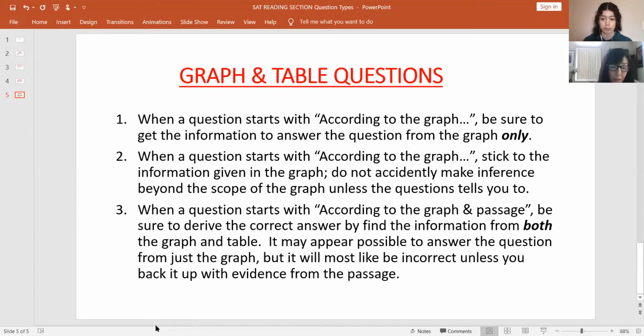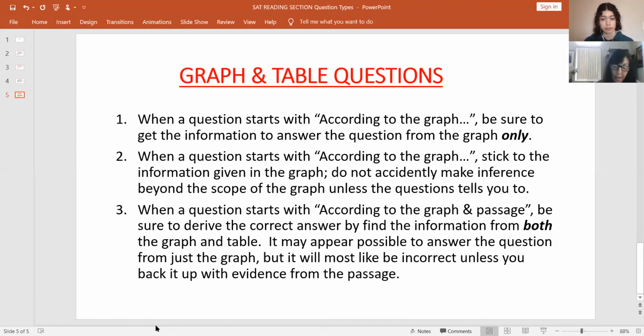So when a question, three important points. When a question starts with "according to the graph," be sure that you get the information in the answer from the graph only, not from something you read, because it says according to the graph. Sometimes something in the graph may contradict something that's in the passage. So if it says according to the graph, stick to according to the graph.